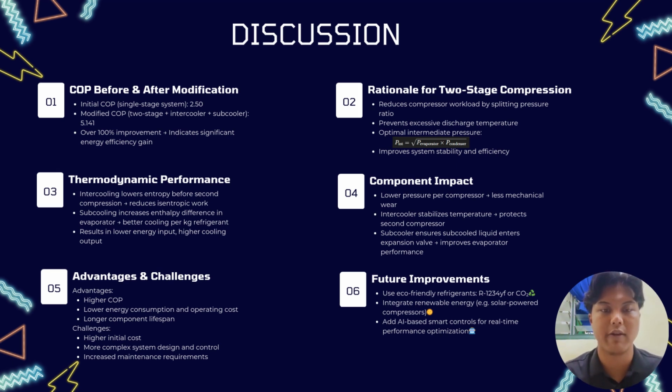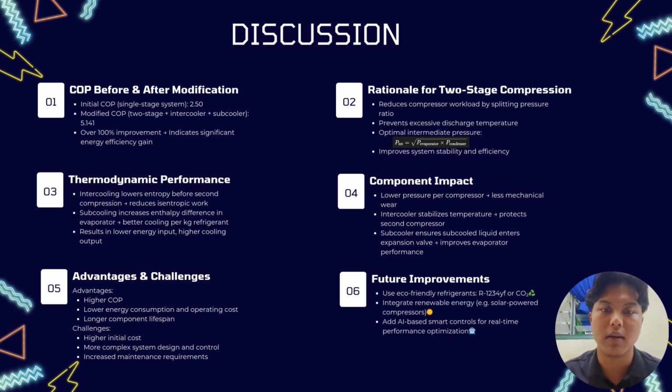Number 6, future improvements. For future improvements, we suggest 3 main areas. First, the usage of eco-friendly refrigerants, such as R1234yf or carbon dioxide, CO2, to reduce the system's environmental impact while maintaining good thermodynamic performance. Second, the integration of renewable energy sources, such as solar panels, to power the compressor and further reduce energy costs and dependence on the electricity grid.